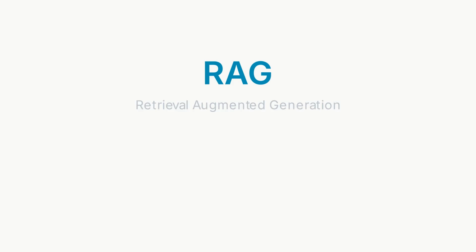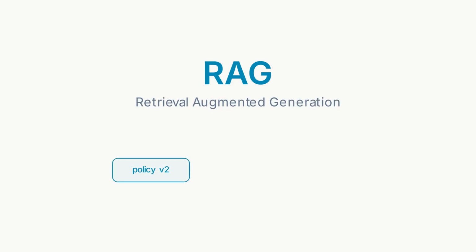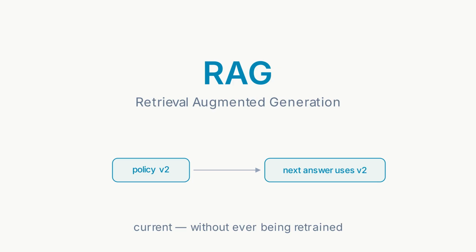This technique is called Retrieval Augmented Generation, or RAG, and it's how agents stay current without ever being retrained. Update the document, and the very next question uses the new version. The model doesn't need to know everything. It needs to be handed the right page at the right moment.